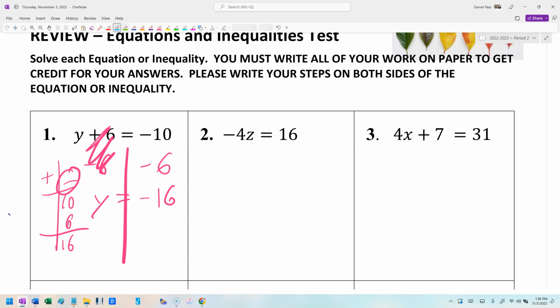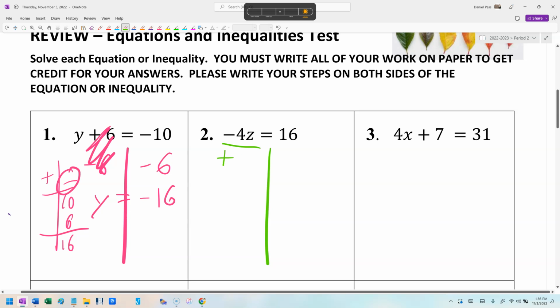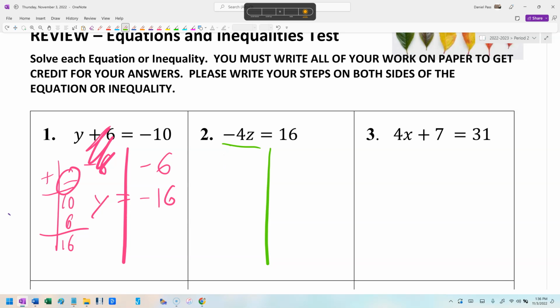Green. Okay, go ahead, sir. So the first step for this is, since it's multiplication, since the variable is next to the number, we do division. Very good. So we have to know that that looks like multiplication. The worst thing you could do, everybody, is plus 4. That is not minus 4. It's negative 4 times z.